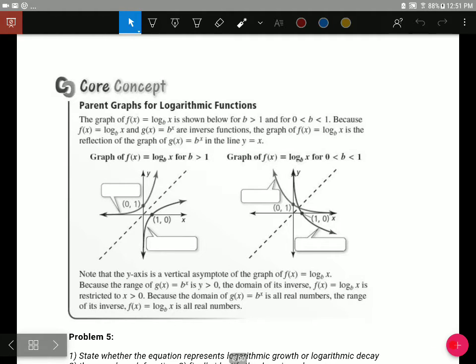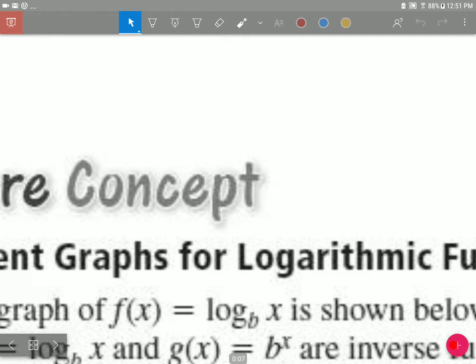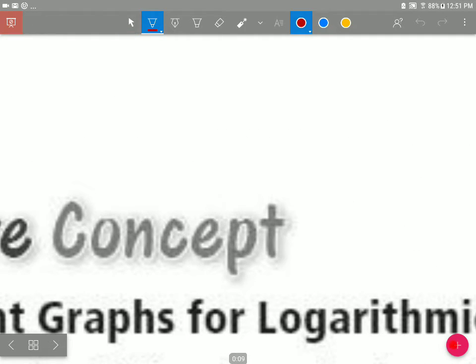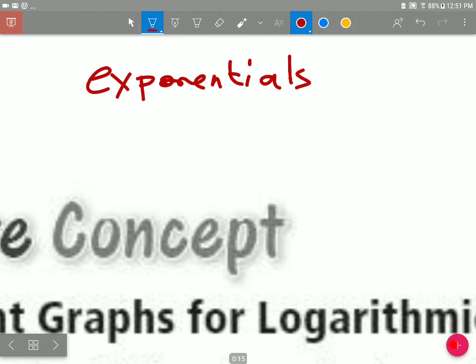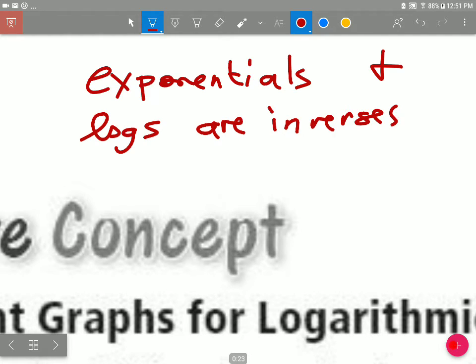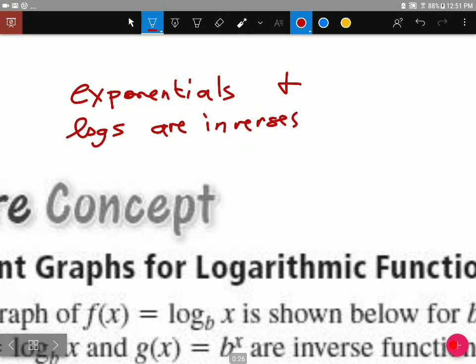Okay, this is the end of 7.3, like I said, so this is graphing logarithms. First things first. Exponentials and logs are inverses. Exponentials and logs, page 20. Exponentials and logs are inverses of each other. Okay?